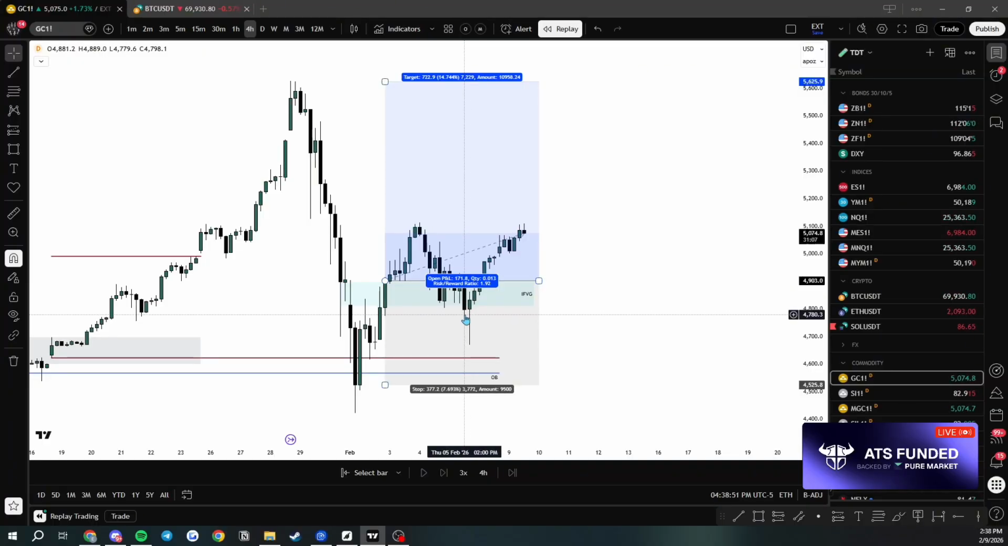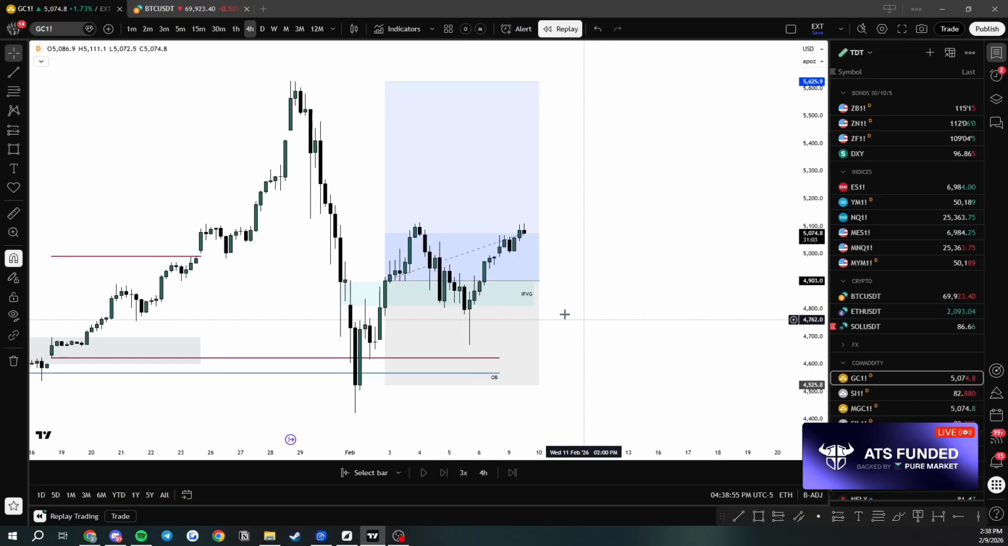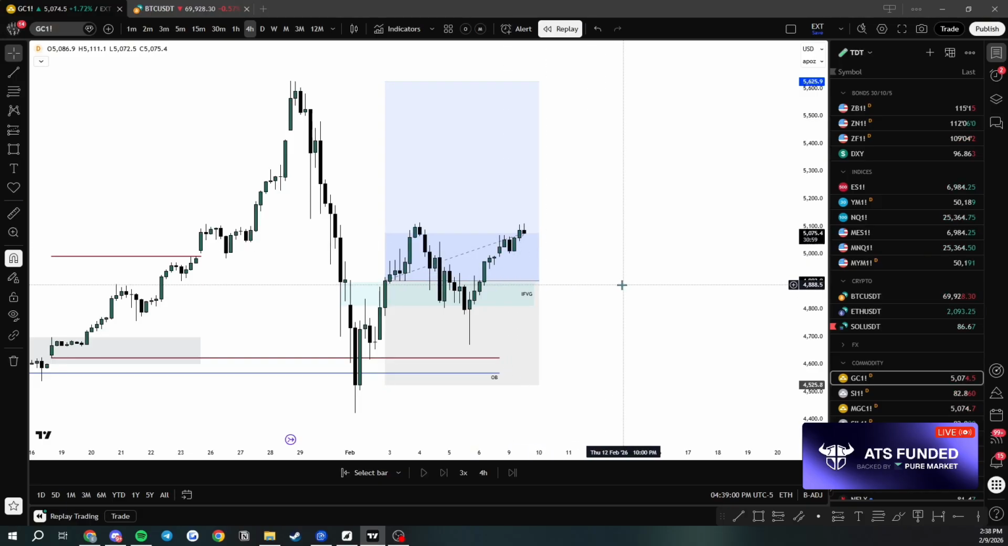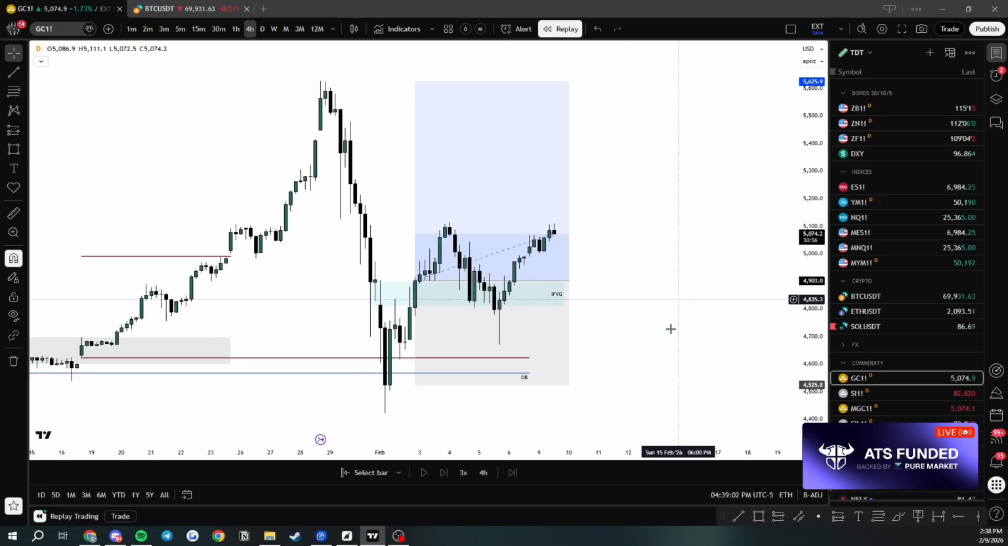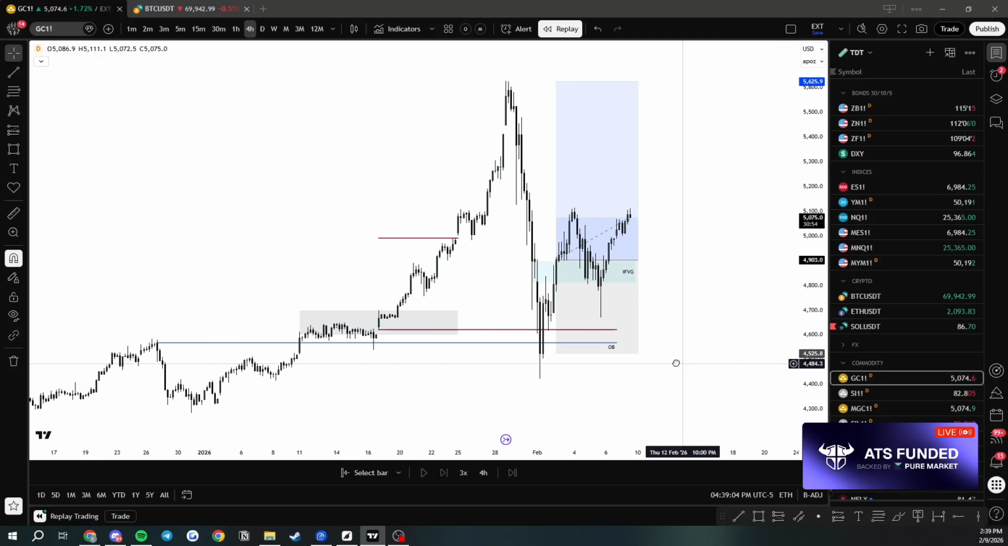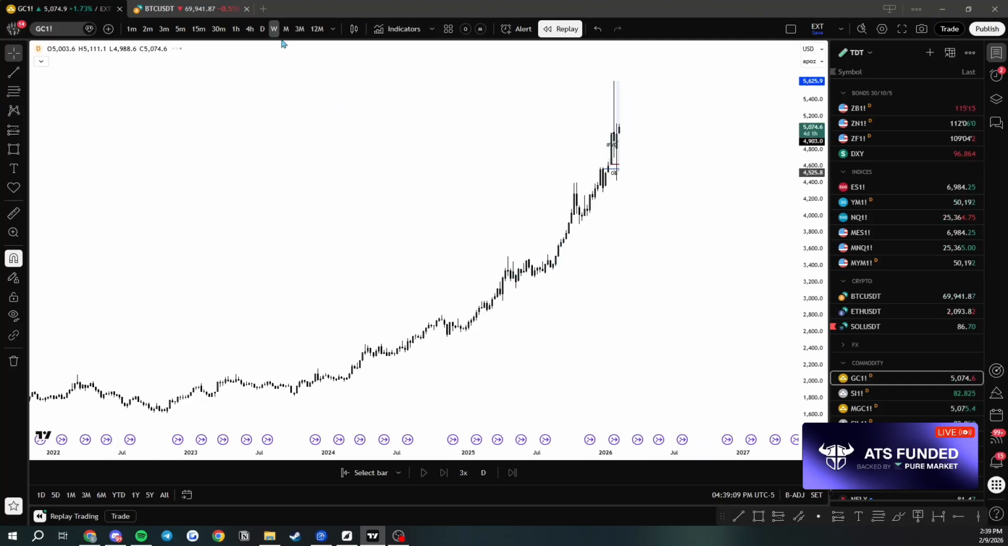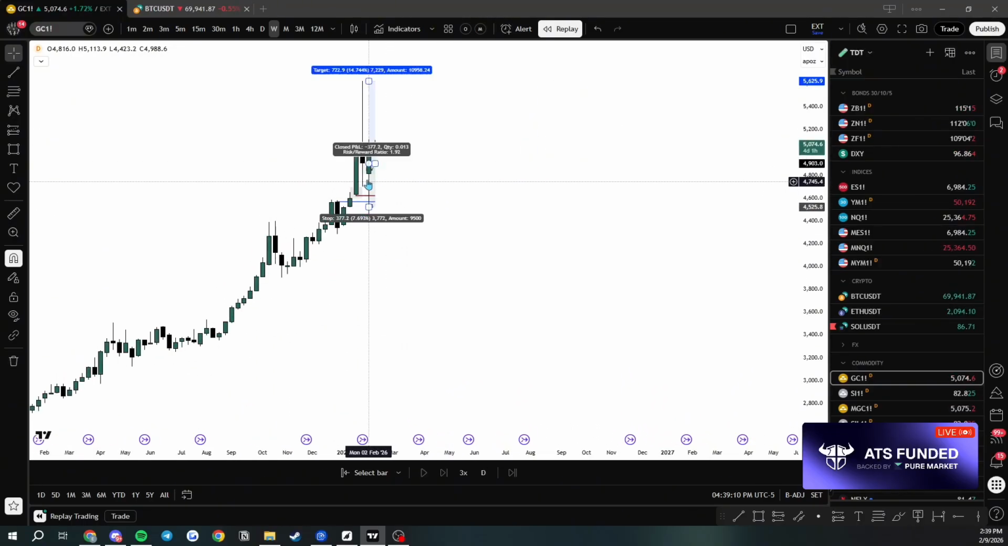Taking out this 4-hour candle 1, right? And then look at candles 3, 4, 5, 6, 7, 8, 9. All of those expanded higher, okay? So gold looking bullish. Yeah, we had a really nice candle close back inside, right?